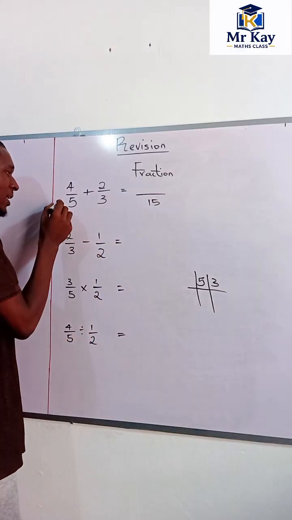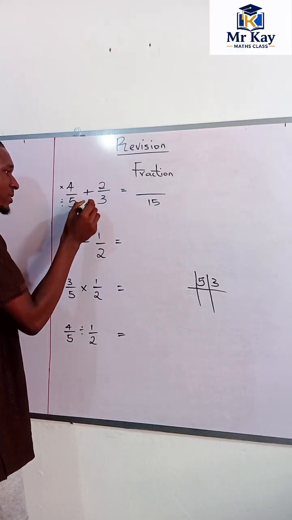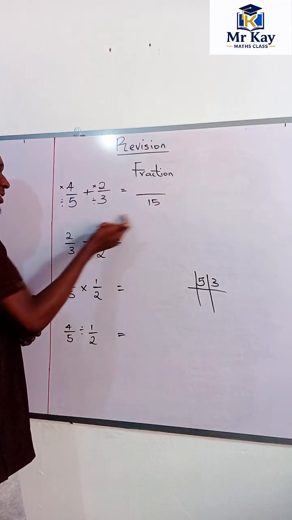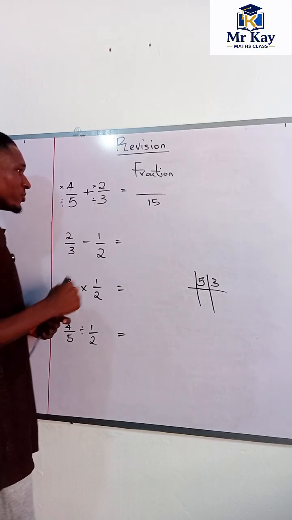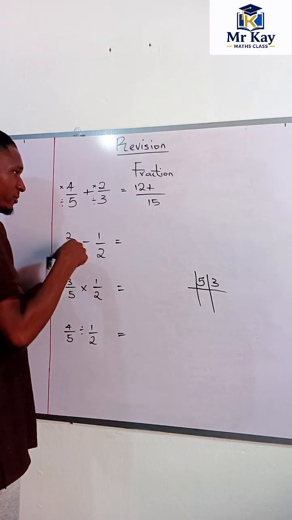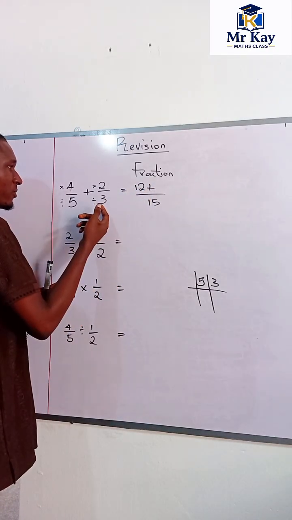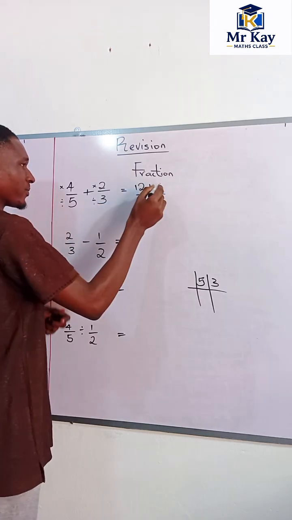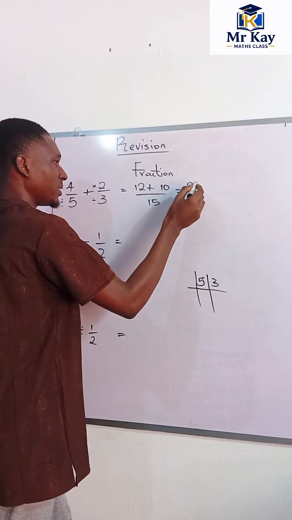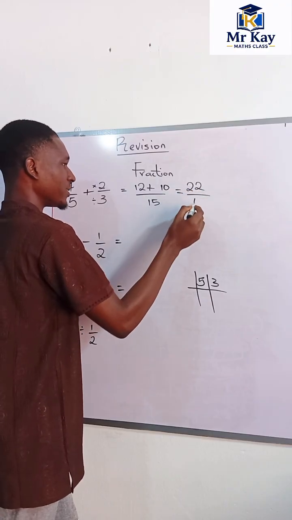And I told you when you do that, you are going to do divide, times, divide, and times. So let's do the first one. 15 divided by 5 is 3. 3 times 4 is 12. Plus the second one, 15 divided by 3 is 5. 5 times 2 is 10. And here 12 plus 10 is 22 out of 15.